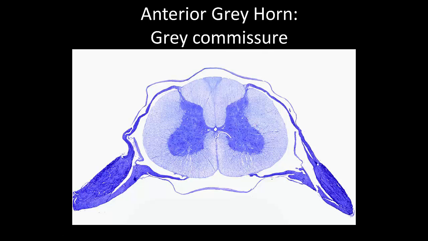Now one thing to mention here is that we have a gray commissure that's connecting the gray matter from each half of the spinal cord to the other half. Now the central canal is passing through the center of the gray commissure. And so it breaks up this gray commissure, so we can consider the portion of the gray commissure that's posterior to the central canal as the posterior gray commissure, and that portion of gray matter that's anterior to the central canal as the anterior gray commissure.